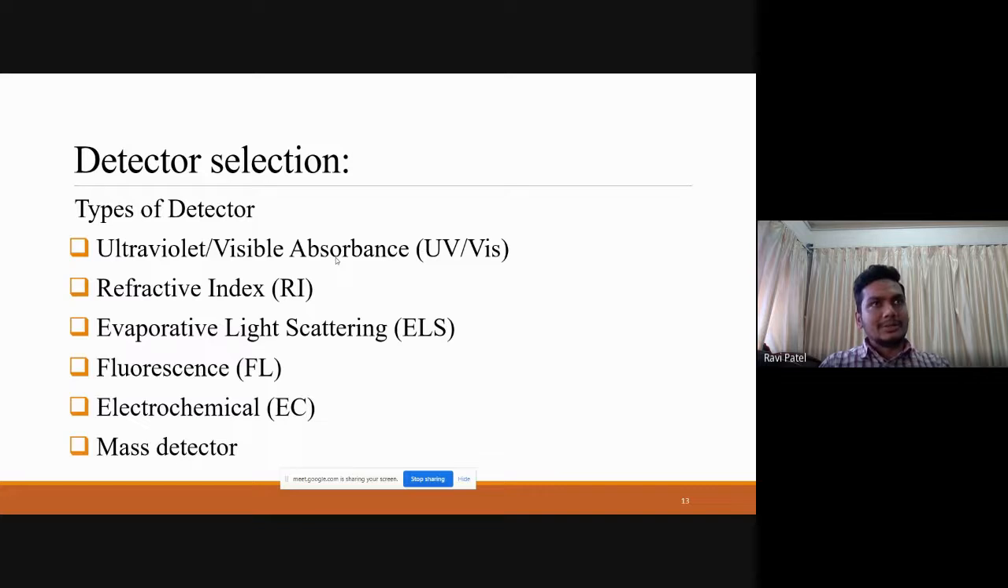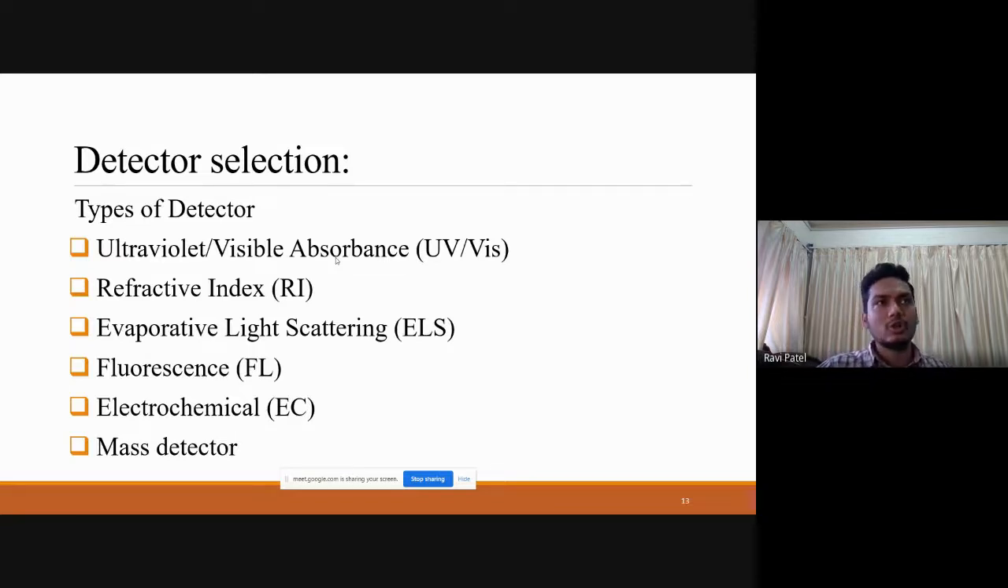The next thing is selection of detector. As we all know, there are many detectors generally used with HPLC modules. The first and best known is the UV detector. Another is the refractive index detector, the ELSD detector, which is the evaporative light scattering detector, the fluorescence detector, the electrochemical detector, and the mass detector. If we incorporate mass, it is known as LCMS.